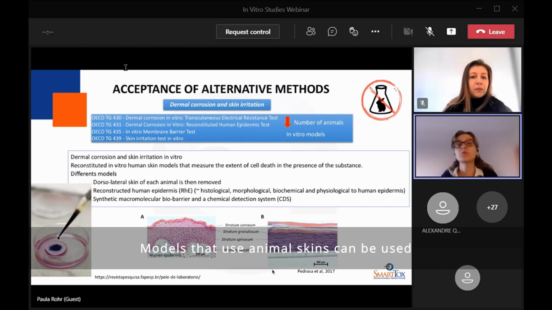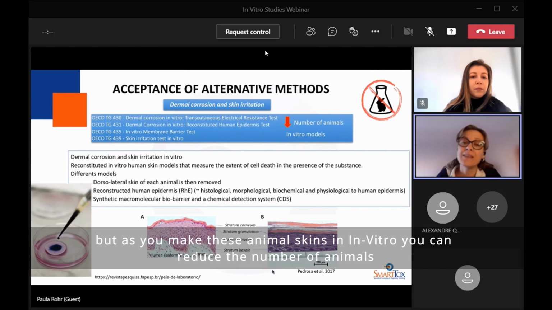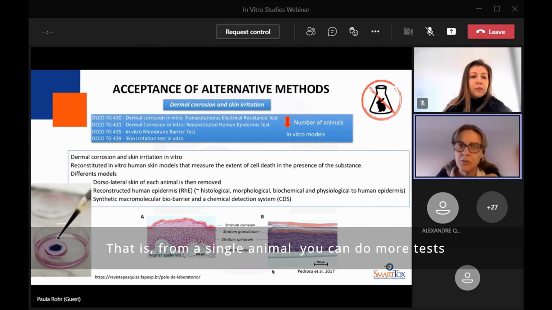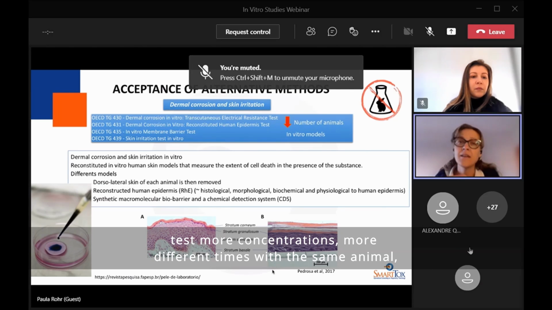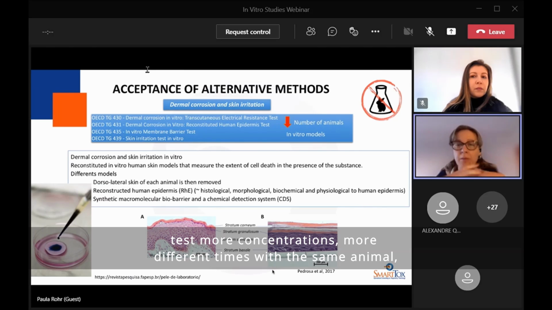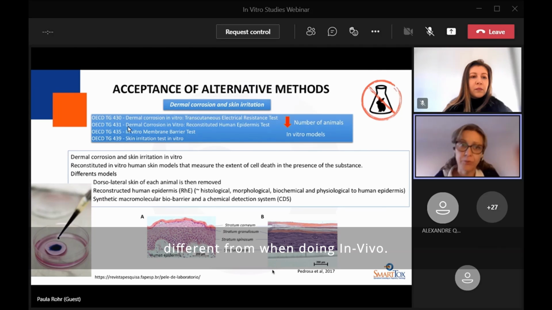Podem ser utilizados modelos que utilizem peles de animais, mas como se faz essas peles de animais in vitro, se consegue reduzir o número de animais, ou seja, a partir de um único animal se consegue fazer mais testes, testar mais concentrações, mais tempos diferentes com o mesmo animal, diferente de quando se faz in vivo.